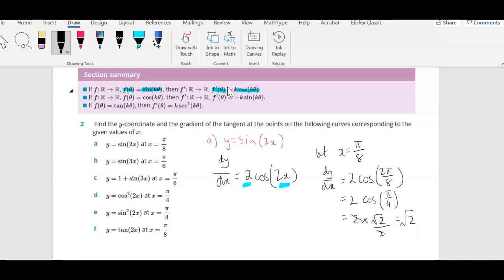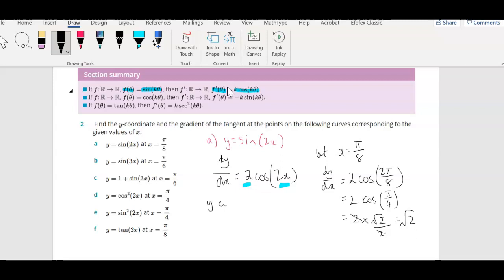If you're still learning your exact values, that's okay, because you do have until your exams, but it's probably a good idea to really make an effort to learn them, because they won't be given to you on your exam. So that's the gradient at x equals pi on 8.